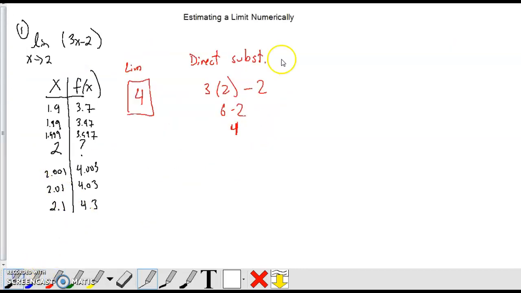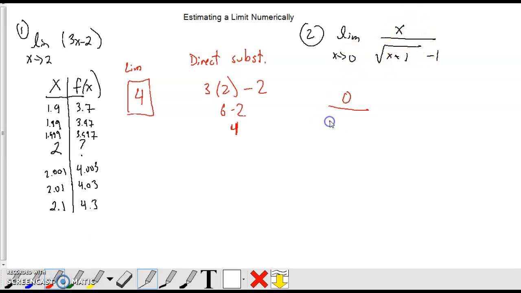And the other question is what happens if direct substitution doesn't work? So what happens if I approach this problem? The limit as x approaches 0 of x over the radical of x plus 1, and then minus 1. If I was to do direct substitution at this point, I plug in a 0 everywhere I see an x. I would get 0 over the radical of 0 plus 1 minus 1. This gives me 0 over the radical of 1 minus 1, which is 0 over 1 minus 1, which gives me 0 over 0. That doesn't help me.